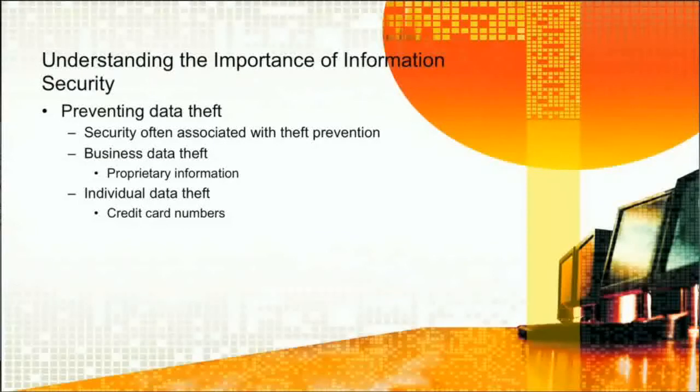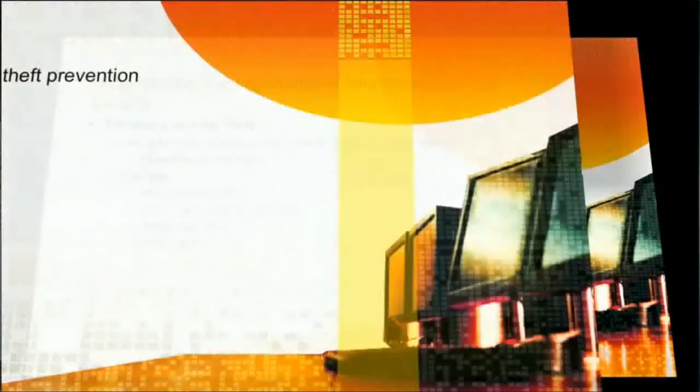Next, let's talk through understanding the importance of information security. Ultimately, at its heart is to prevent the theft of the data that we are trying to protect. Security is often associated with theft prevention. That's usually where we see most money in organizations spent. Business data theft, like proprietary information that gives an organization a competitive edge, or individual data theft, like an individual's identity or credit card numbers.